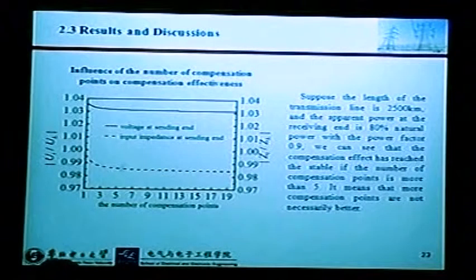This figure gives the influence of the number of compensation points on compensation effectiveness. Suppose the length of the transmission line is 2,500 kilometers and the apparent power at the receiving end is 80% natural power with a power factor of 0.9. We can see that the compensation effect has become stable if the number of compensation points is more than 5. It means that more compensation points are not necessary.